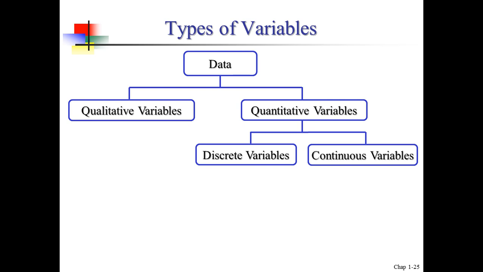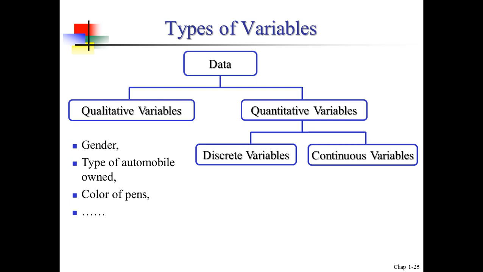So data is divided into 2 types: qualitative data and quantitative data. Qualitative data because this data consists of qualitative variables. Quantitative data because this data set consists of quantitative variables. Quantitative variables are also split into two types: discrete quantitative variables and continuous quantitative variables.